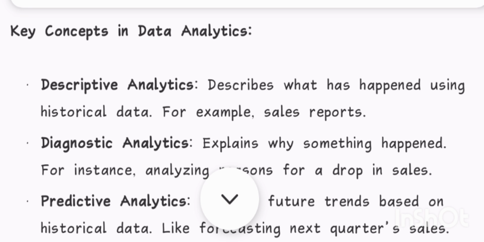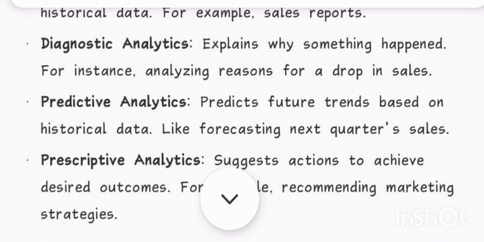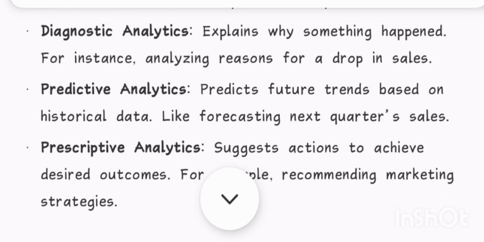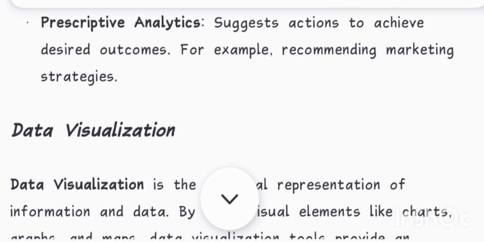Descriptive analytics describes what has happened using historical data, for example, sales reports. Diagnostic analytics explains why something happened, for instance, analyzing reasons for a drop in sales. Predictive analytics predicts future trends based on historical data, like forecasting next quarter's sales. Prescriptive analytics suggests actions to achieve desired outcomes, for example, recommending marketing strategies.